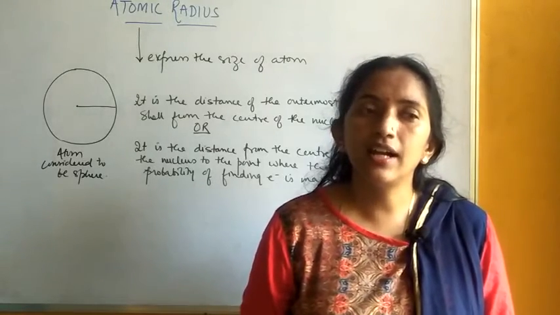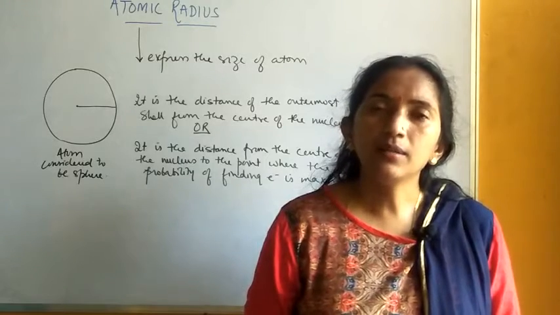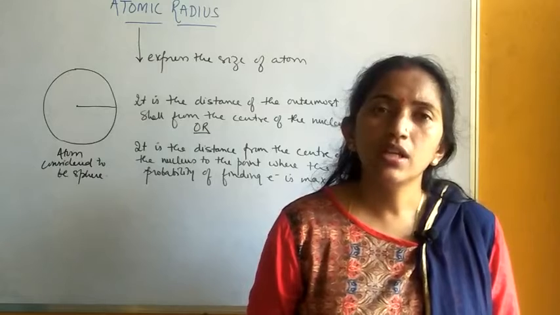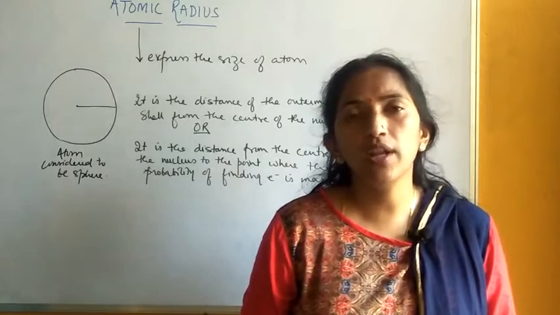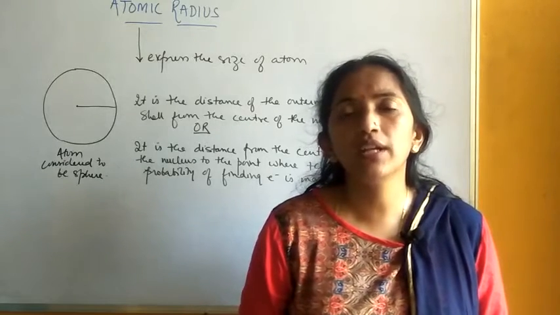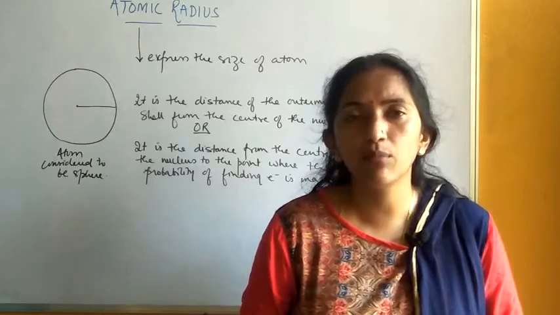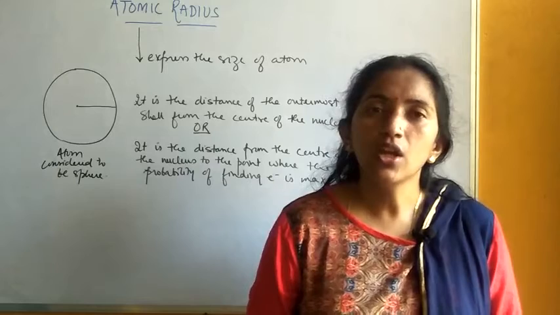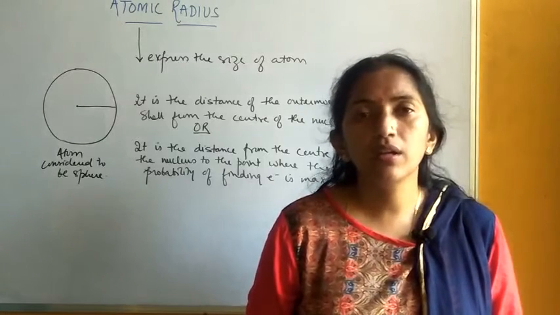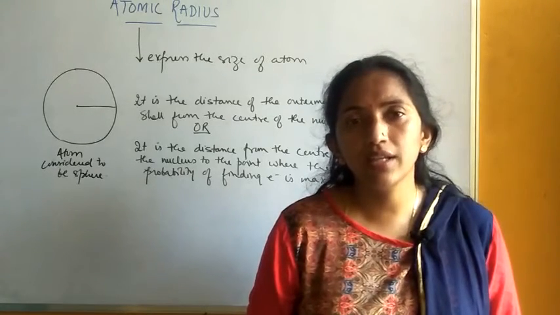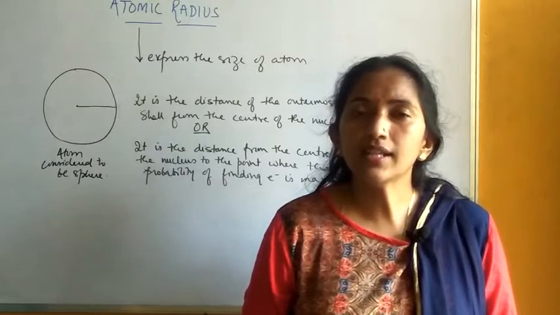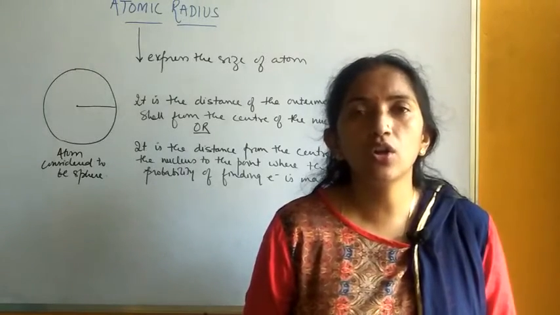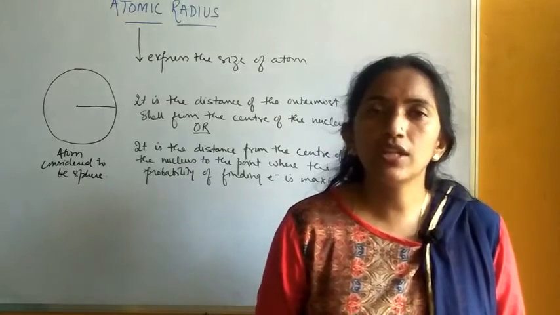The third difficulty is that the atomic size will be affected by the state of bonding. That means if an atom is covalently bonded or ionically bonded, the same atom in a different bonded state will have a different atomic size, or radius, right? And next is that the surrounding of an atom in a molecule is not always the same, it changes.